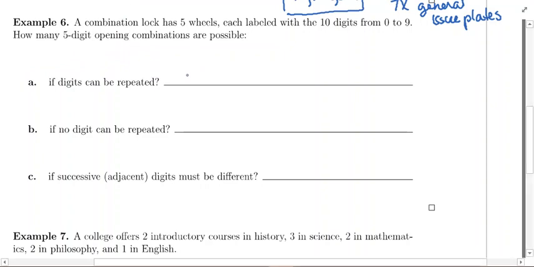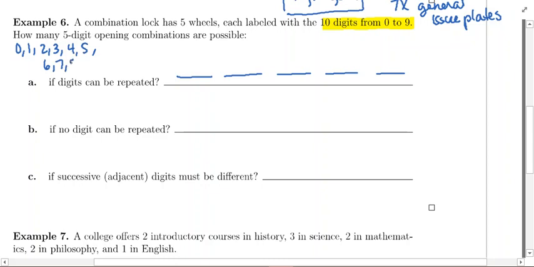Again, you're just going to do the blank thing. You're going to have one blank for each position, so you've got your 5 wheels: wheel number 1, wheel number 2, wheel number 3, wheel number 4, and wheel number 5. You're going to go to each position and fill in the number of possible choices of digits for that position. As we've seen with other problems, we are dealing with the digits from 0 to 9, and we've counted those before: 0, 1, 2, 3, 4, 5, 6, 7, 8, and 9. There are 10 possible digits.